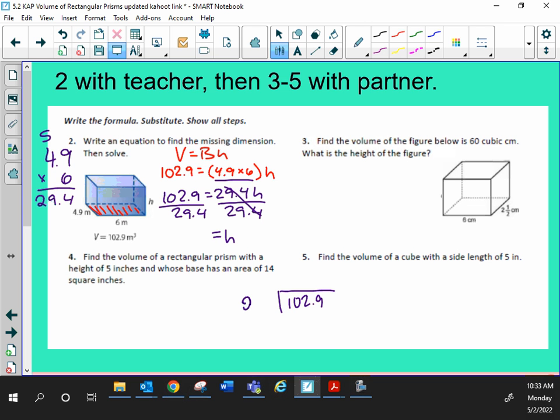All right, when I divide 102.9 divided by 29.4, can I divide decimals like that? No, I have to move the decimal over and bring it up. When you do the math, what do y'all end up getting? 3.5. Okay, 3.5, and my units are just going to be meters.